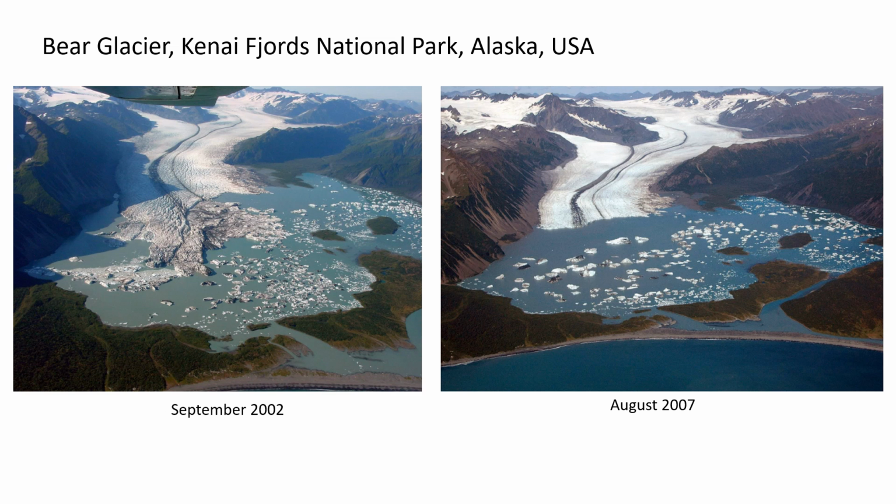And then the same thing with these images of Bear Glacier at Kenai Fjords National Park in Alaska. This is in southern Alaska, or at least south central Alaska, September 2002 to August 2007, so summer months in both of those. And we see how much ice has been lost just in 5 years from this glacier.